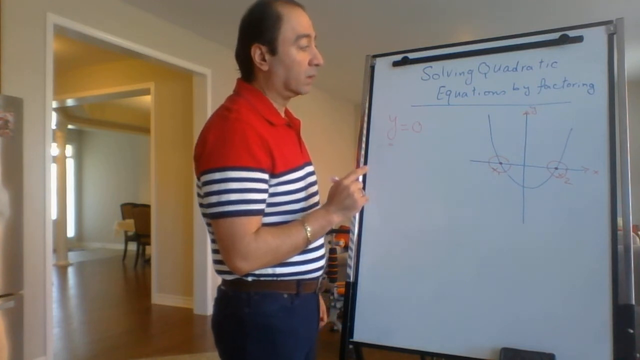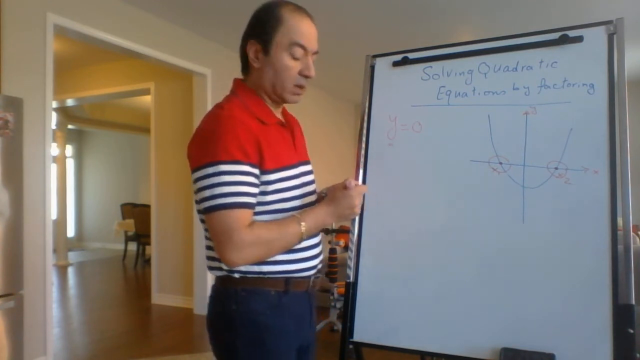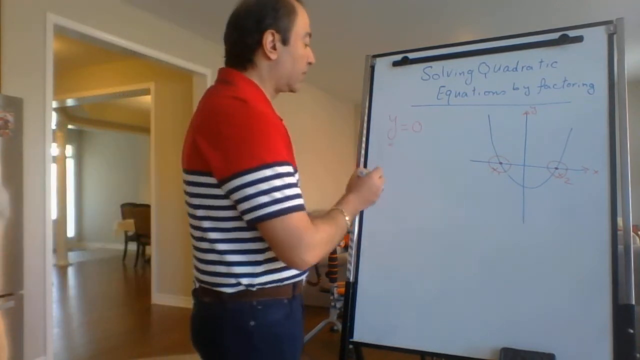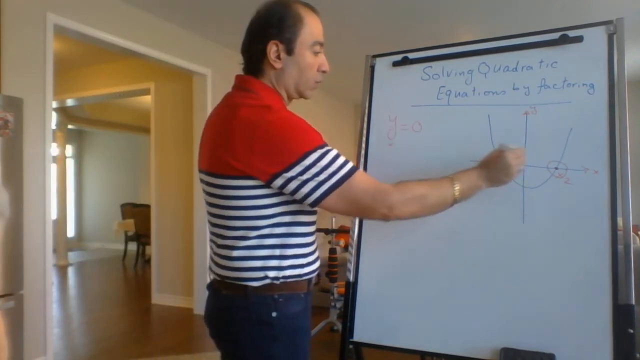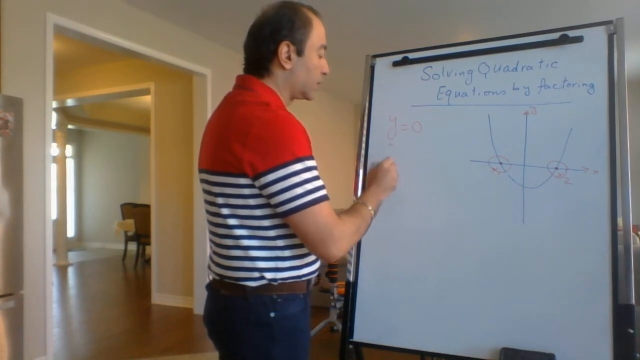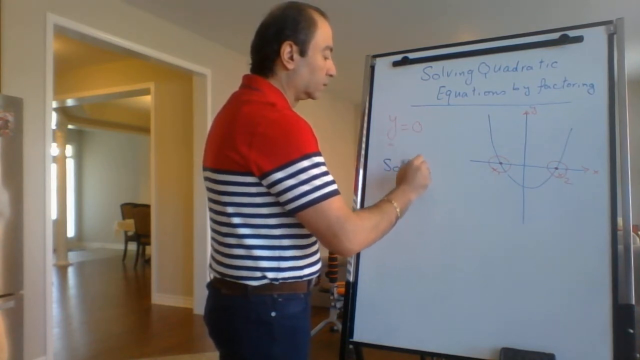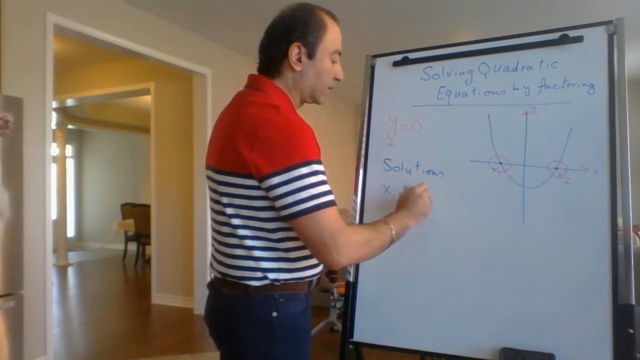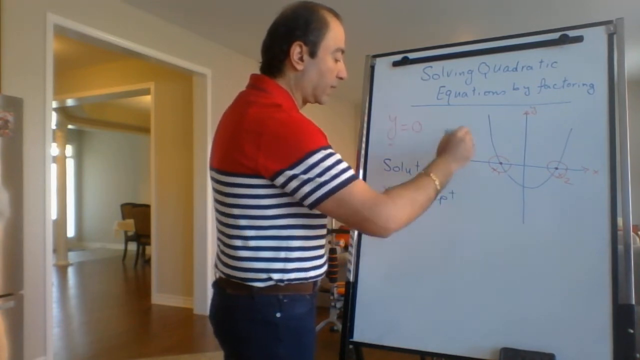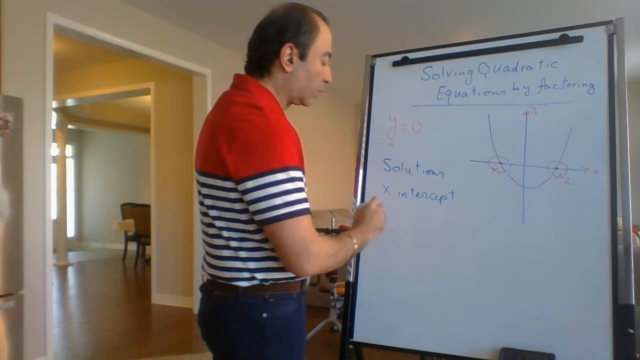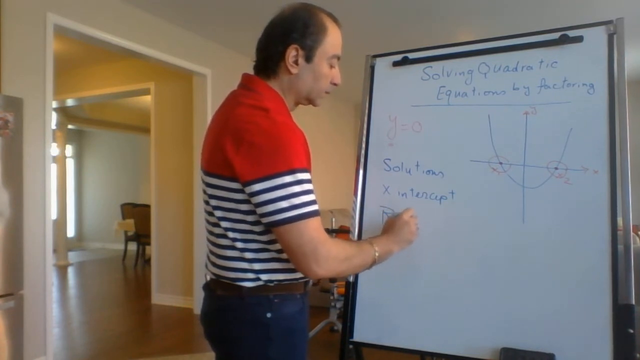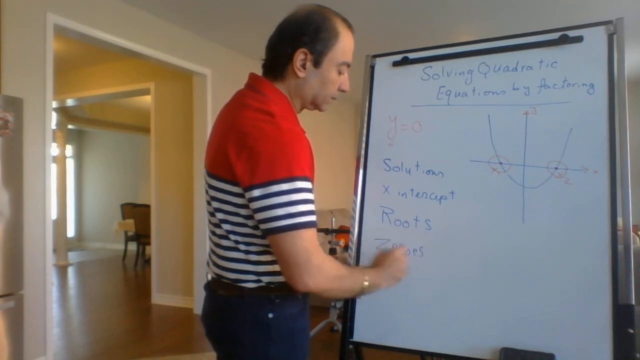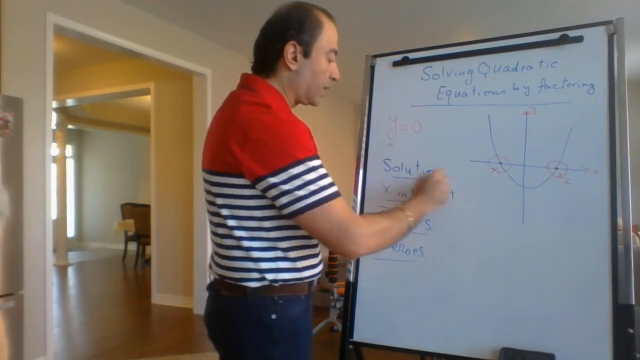Okay, there are many names for solving quadratics. For those values, we call them solutions. We call them x-intercepts because they intercept. This is where the curve cuts the x-axis. We call them roots, and we call them zeros. So those are the four names.